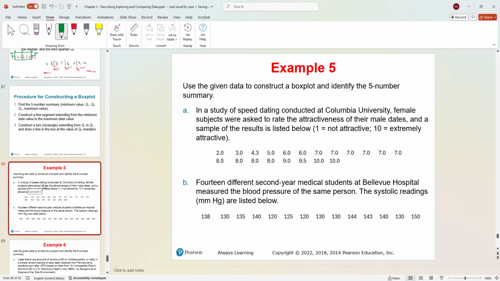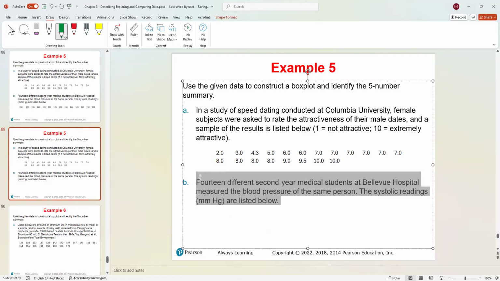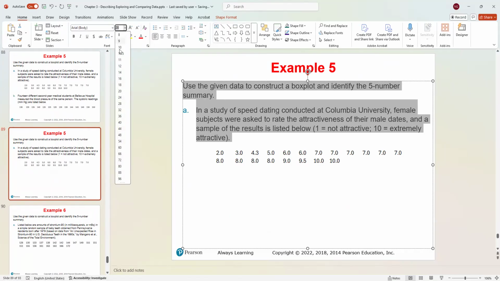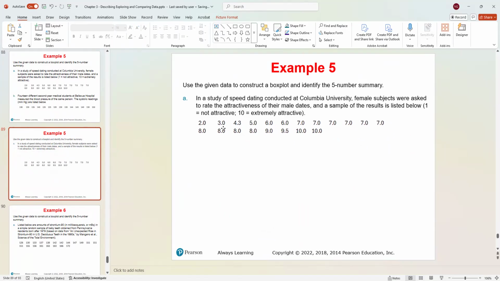I'm gonna copy this. Let's erase the second example. I'm gonna do the first one. I'm hoping I can do the first one because we have a lot of data. Usually I try to use smaller data so we have enough space.